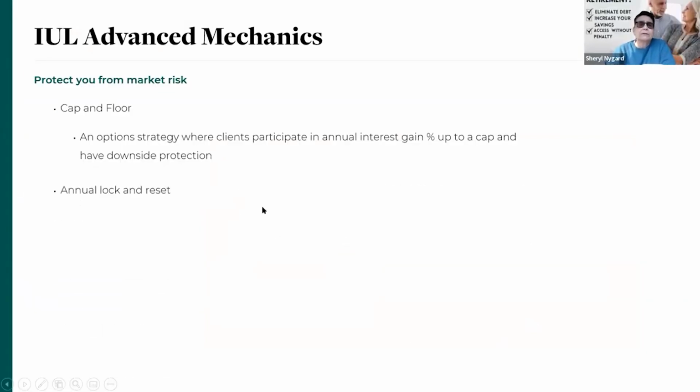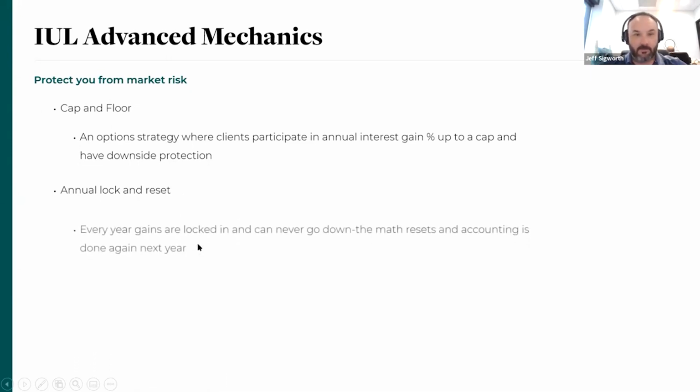Okay. Who wants to tell me what annual lock and reset is? Anybody want to tell me what annual lock and reset means? Every year, annually, your gains are locked in. We reset. We play the accounting game again. So it's a yearly point to point is what annual lock and reset is. So the client should understand a cap and floor. They should understand annual lock and reset.